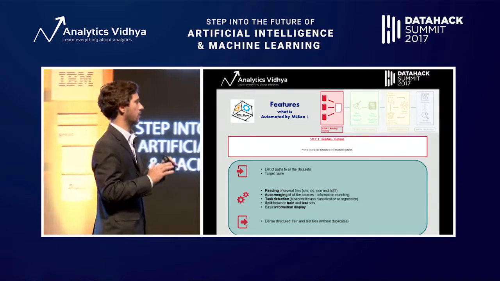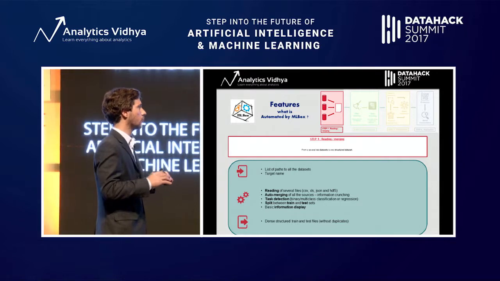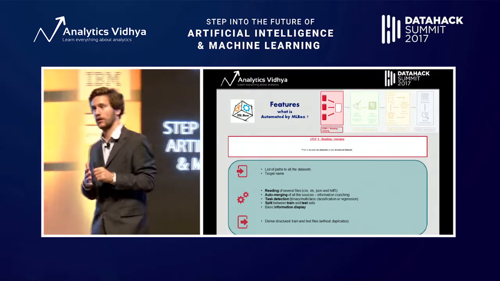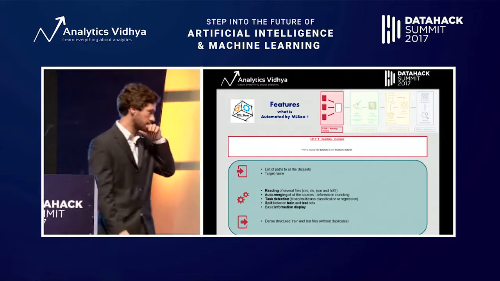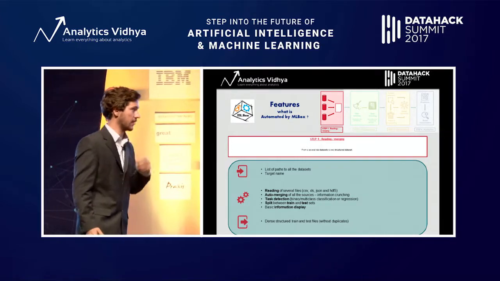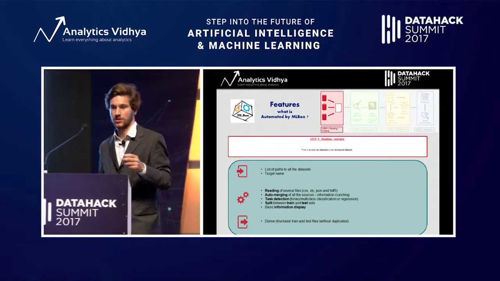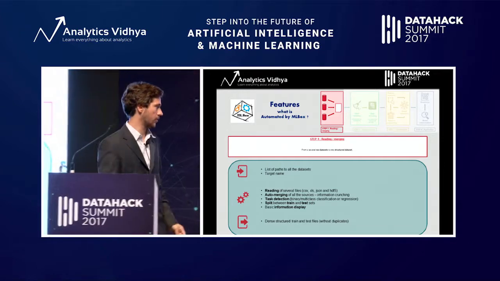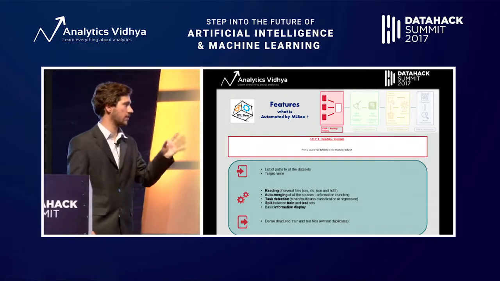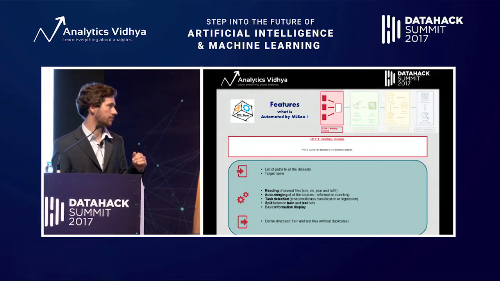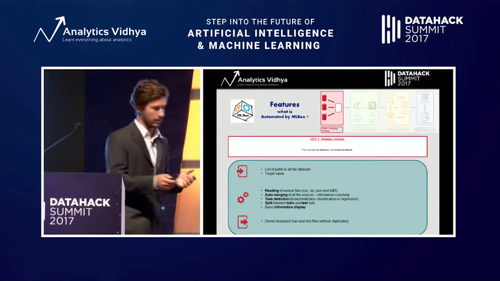So it will auto-merge different sources, but in a clever way. So that's also very important. It will also detect the task automatically, like if it's classification or regression. That's very important. And then split between the training set and the test set. So normal feature, I would say.